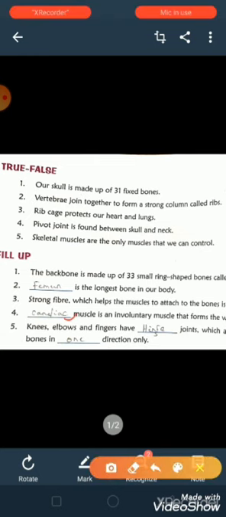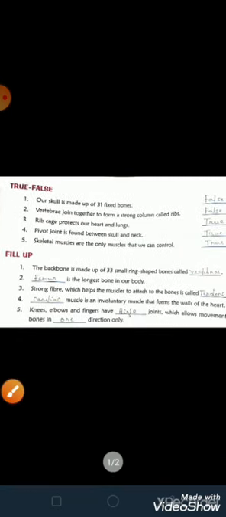Next one. Knees, elbows and fingers have dash joints. Knees means antu, elbows means kohuni and fingers means anguthi. Which type of joints, children? It is hinge joint. You can see in book also as given in the skeletal picture, joints picture. Knees, elbows and fingers have hinge joints which allow movement of bones in only one direction. Okay, children?